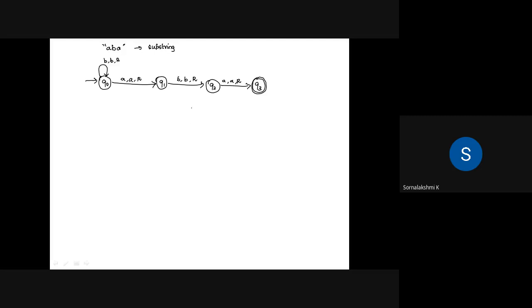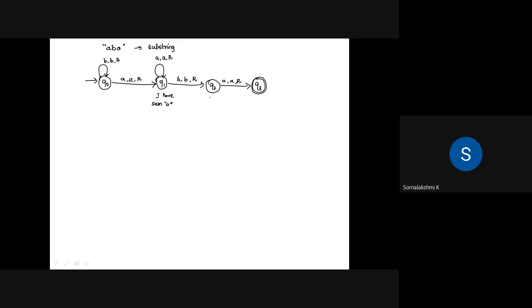In Q1, when I've reached Q1, it means I have seen A, right? I've seen the string A. So however many A's I see, I don't have any problem. Keep writing A again and keep moving right. It just has to be that A is followed by B, that's it.